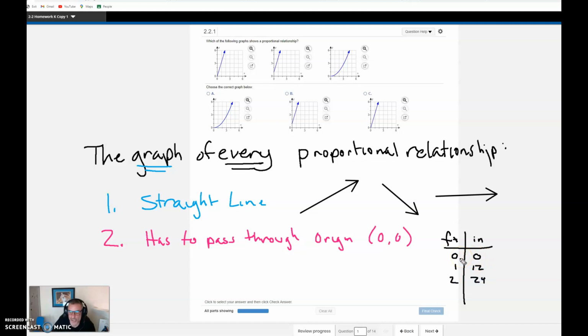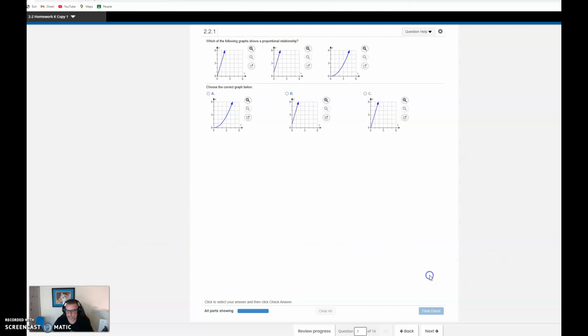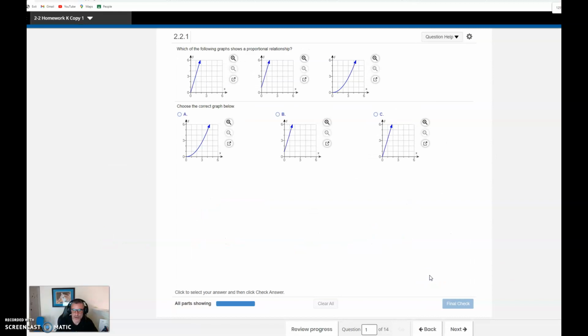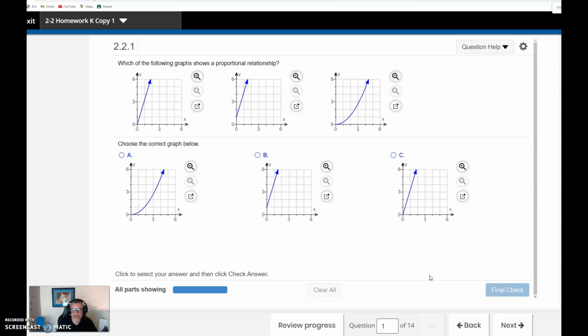If I have 0 dozen donuts, then I have 0 donuts. If I score 0 touchdowns, then I have 0 points from touchdowns, right? So these two things have to be true. So go ahead, pause the video right now, write these two things down. Okay, so now let's look at the first question. They say, which of the following graphs show proportional relationships? Choose the correct graph below.